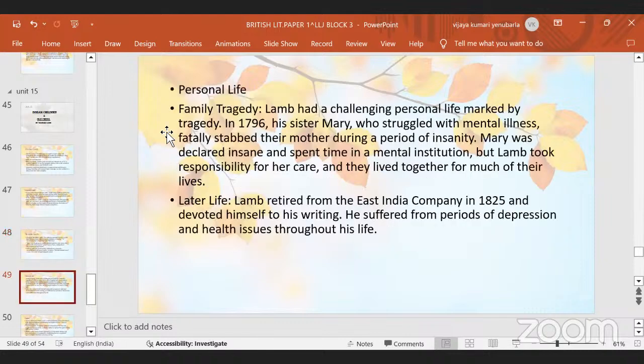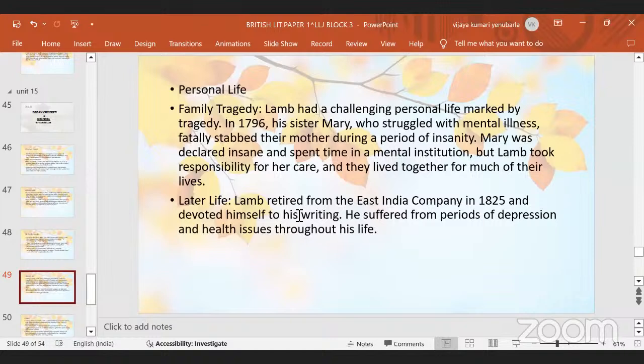So coming to his personal life, family tragedy is there. It's a very tragic incident that happened in Lamb's life. Lamb had a challenging personal life marked by tragedy. In 1796, his sister Mary, who struggled with mental illness, fatally stabbed their mother during a period of insanity. Mary was declared insane and spent time in a mental institution, but Lamb took responsibility for her care and they lived together for much of their lives. So he did not leave his sister. He brought back his sister and started living with her.